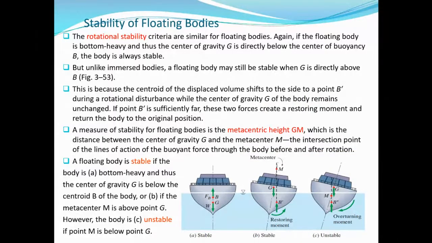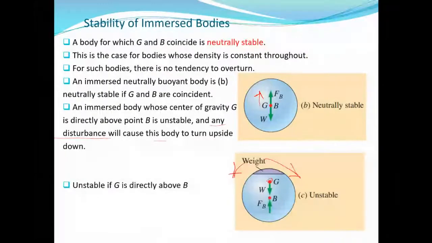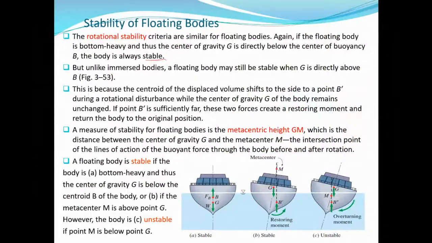Now, still on the stability of floating bodies, here we'll briefly look at ships again. Okay, the rotational stability criteria are similar for floating bodies. Again, if the floating body is bottom-heavy, and thus the center of gravity is directly below the center of buoyancy, the body is always stable. Like in the first case, this is a ship. Okay, this is a ship. You have the center of gravity below the center of buoyancy, so it is always stable. Okay. But unlike immersed bodies, a floating body may still be stable when G is directly above B. You saw that here, when G is above B, it is unstable, isn't it? For an immersed body. But for a floating body, it can still be stable, okay, when G is above B.